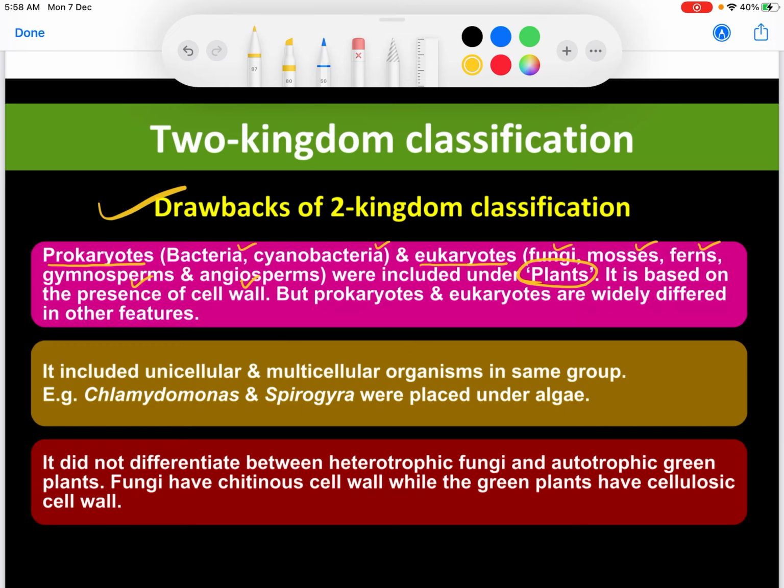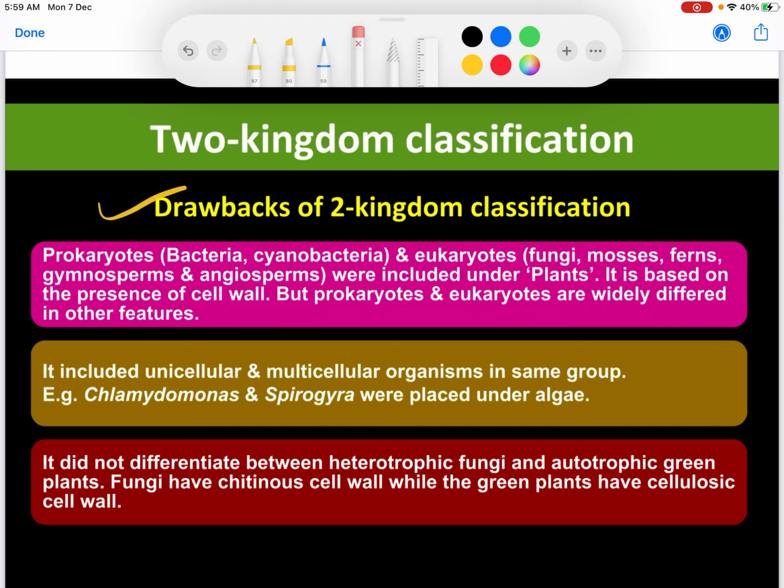So it is based only on the presence of cell wall. So plants are categorized by presence of cell wall only. There is no clear-cut differentiation between prokaryotes and eukaryotes in this classification. So it is a mixture of various groups, various different kinds of organisms.